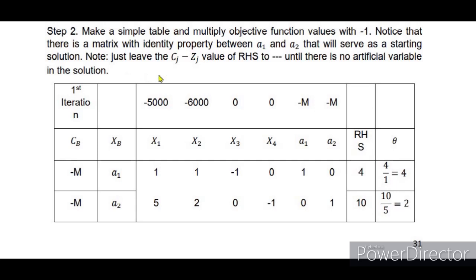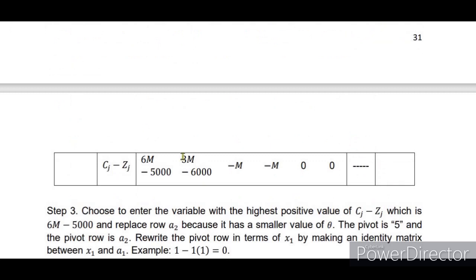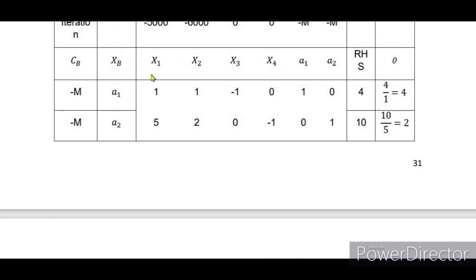So note, just leave the C sub j minus z sub j value of RHS blank until there is no artificial variable in the solution. So as long as there is an artificial variable in the solution, we just leave the RHS blank. Now, we choose the highest positive value of C sub j minus z sub j. So the highest positive value here is 6m minus 5,000. So it is under the x sub 1 column.